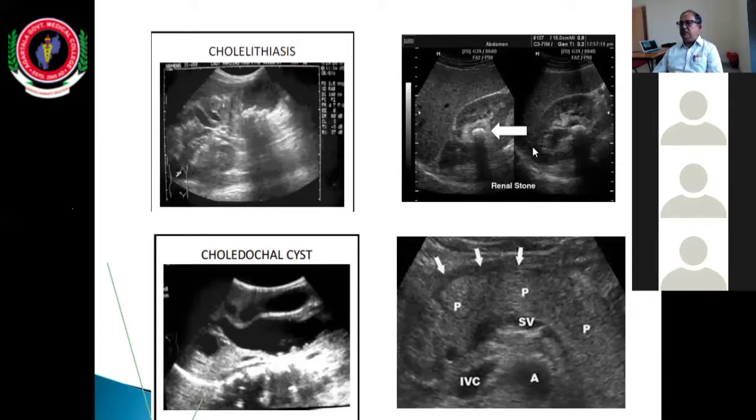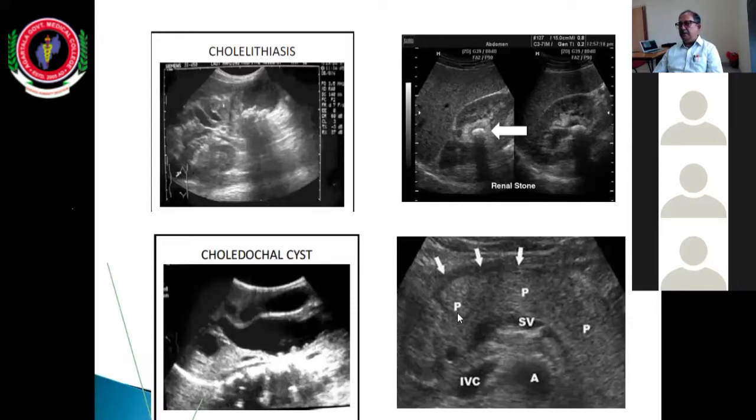This is the image of the kidney. This one is the cortex. This one is the medulla. There is a hyperechoic shadow with distal shadings. That means there is a renal stone. This is the dilated CBD where there are a few hyperechoic shadowings, and this is called the choledochal cyst.